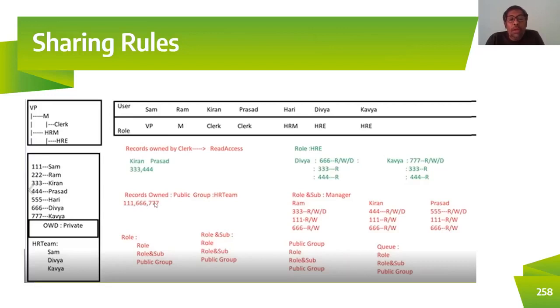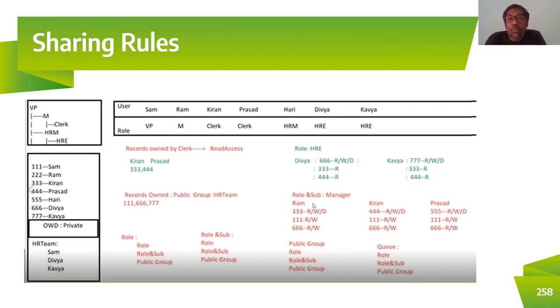So these people are being given access here right now. 333 has read and write access, whereas 111 has read and write access, and 666 has read and write access. In a similar way, Kiran also has read, write, and delete access, but whereas 119 666 has only read and write access. Got it?